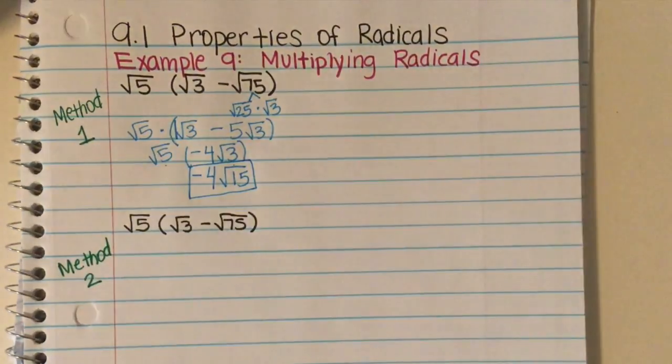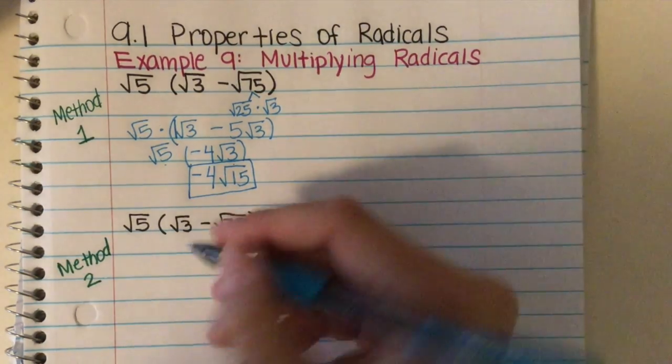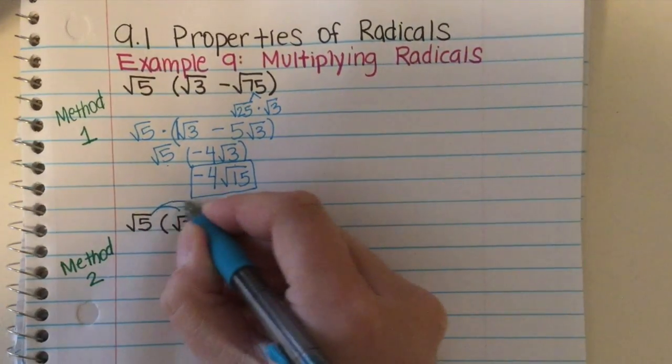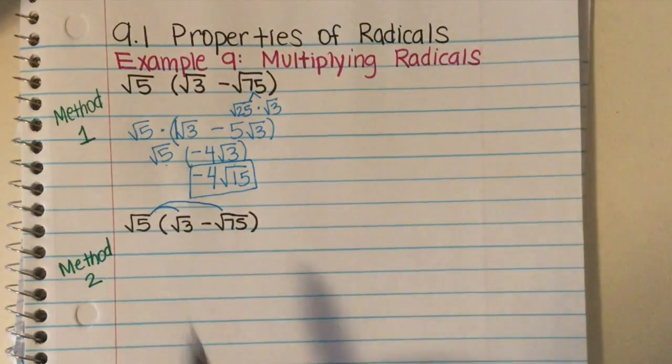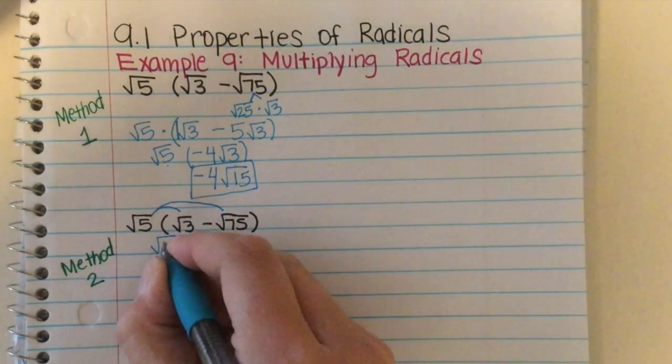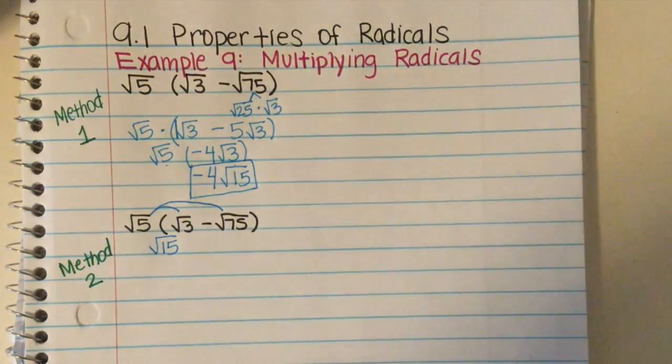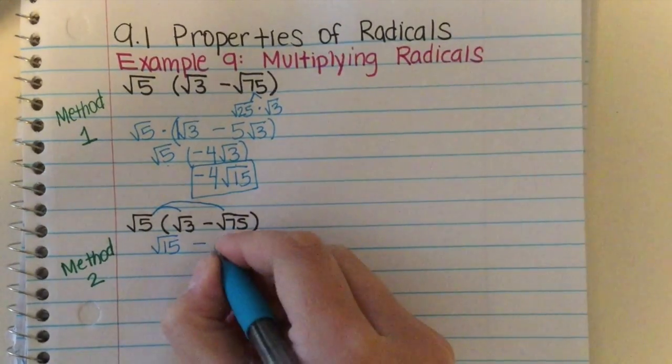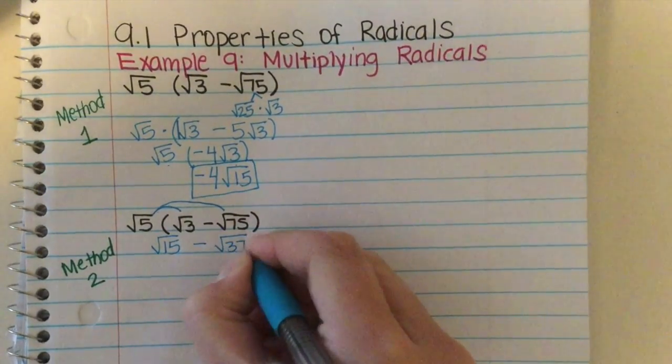And this is method 1, where I chose to simplify and clean up what was inside of parentheses before doing any math. The other way is to just distribute and multiply and then simplify at the end. So what I'm going to do is the square root of 5 times the square root of 3, which is the square root of 15. The square root of 5 times the square root of 75 is the square root of 375.